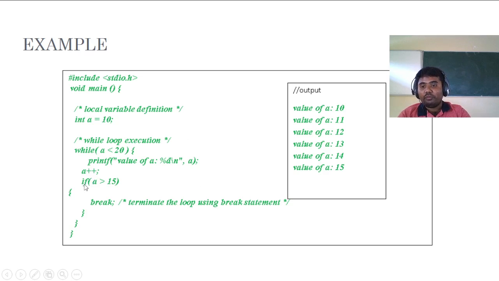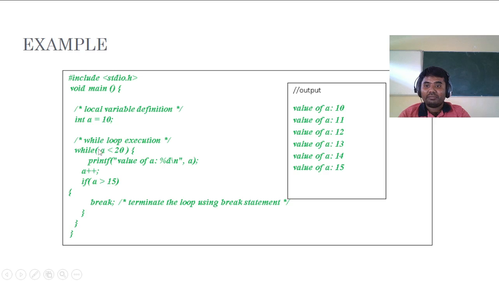But I'm checking one more condition inside the while loop. If a becomes greater than 15, I'm executing the break statement. Once this condition becomes true, break will terminate the complete while loop. Based on these values, the while loop should execute 10 times. But once a reaches 16, which is greater than 15, it will execute the break statement, so the complete loop will get terminated. You can see the output. Here it is printing from 10 to 15.